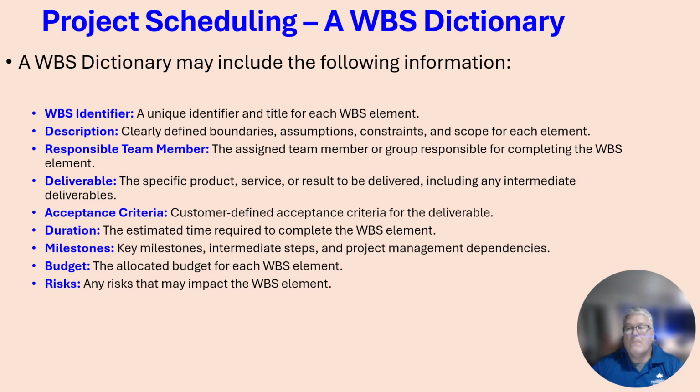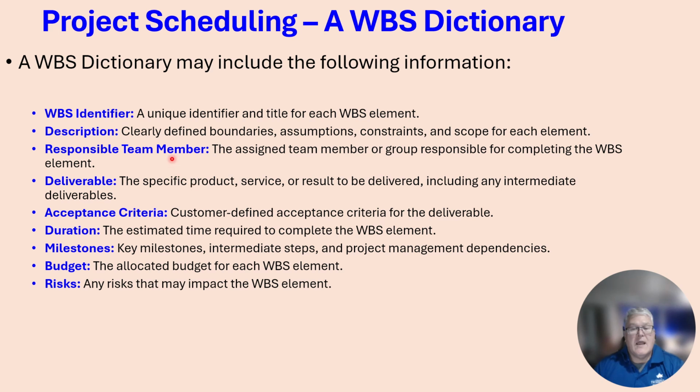Within a work breakdown dictionary, you may have the following things in it. You have a WBS identifier, a unique identifier and title for the element. You'll have a description. Within the description, you might define the boundaries, provide assumptions, constraints, and the scope of that element. You would assign possibly who is responsible for that task in the work breakdown structure. This correlates to the RACI chart that you've done in a homework assignment, and it can be used here.